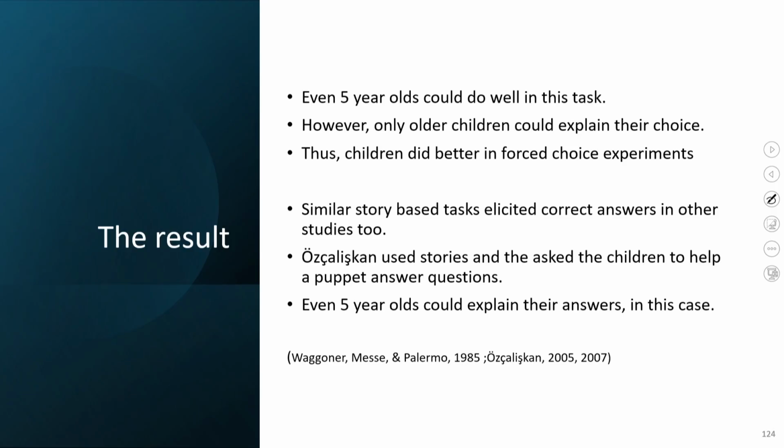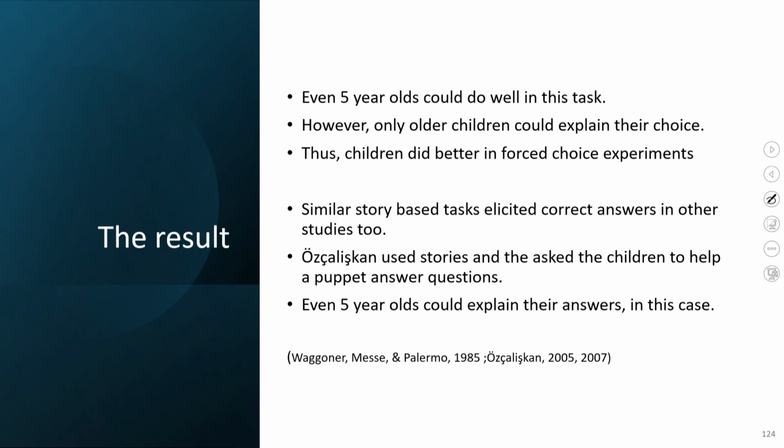However, only older children could explain what is happening, but younger children could get it right. They could not provide a proper explanation, but they got it. Thus, children did better in a forced choice experiment. This is called a forced choice because you have only two options, and one of them is correct. So this is forced, it is not an open ended conversation.